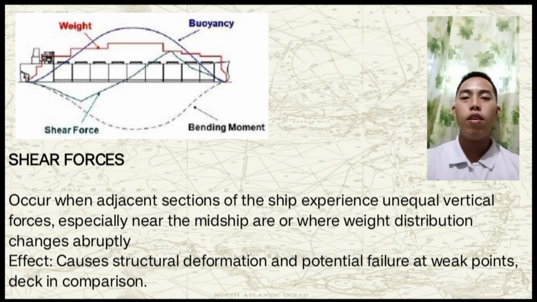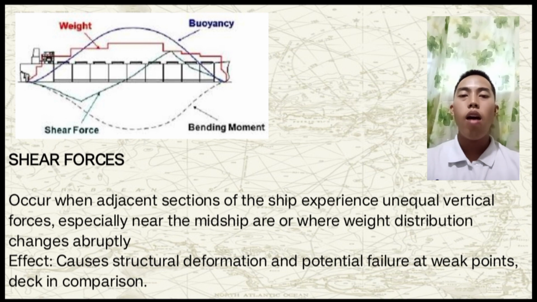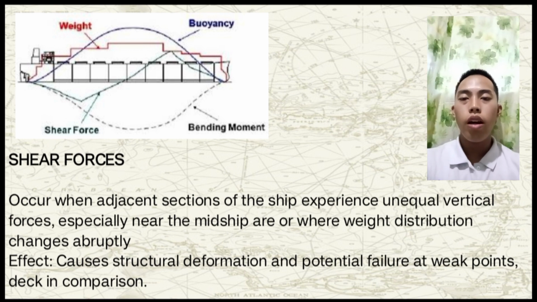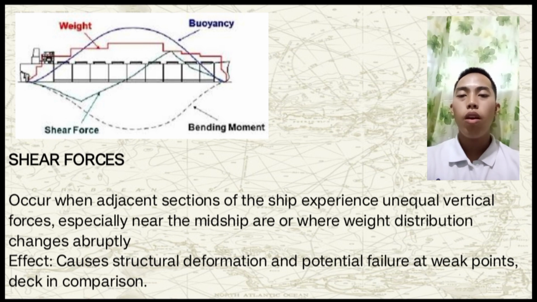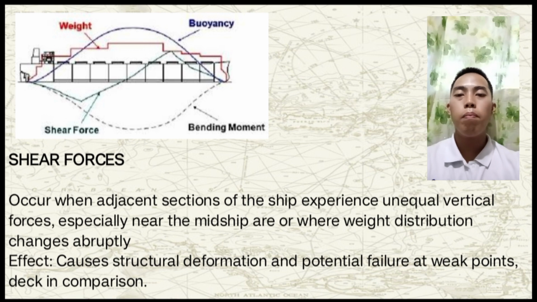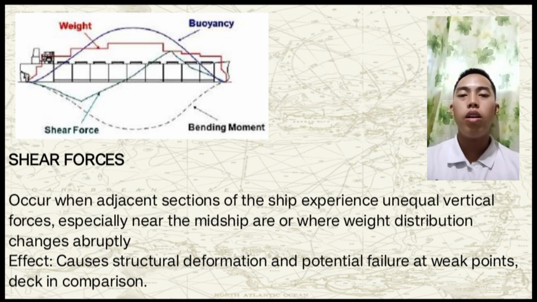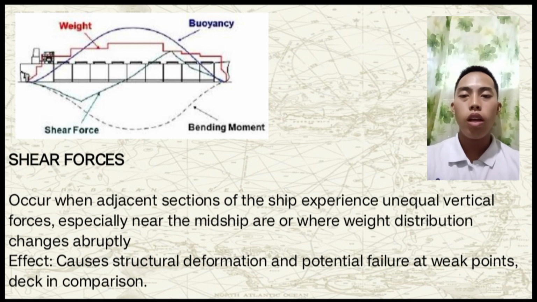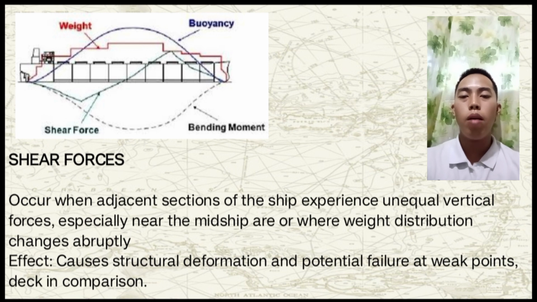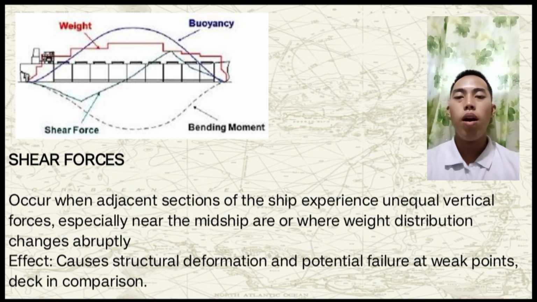So what I said, shear forces on a ship occur when adjacent sections of the hull experience unequal vertical forces. This is particularly common near the midship area or in locations where the weight distribution changes abruptly. The unequal forces cause a shearing effect attempting to slide one section of the ship past another. This can lead to structural deformation and potential failure at weaker points in the ship structure, potentially resulting in damage to the deck or other parts of the vessel.